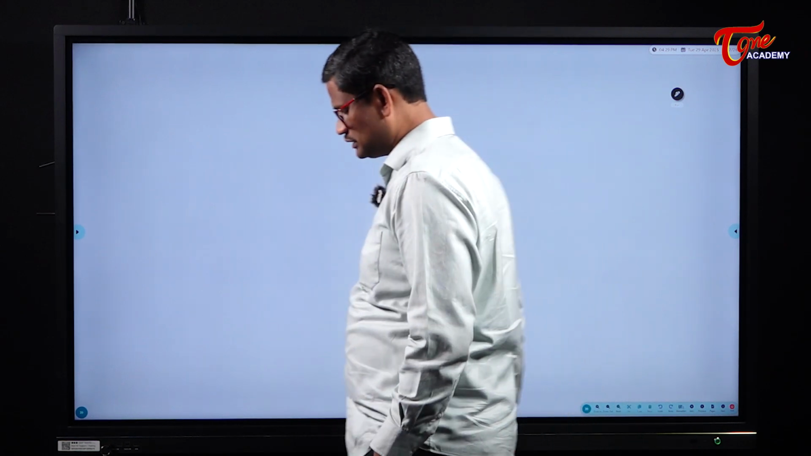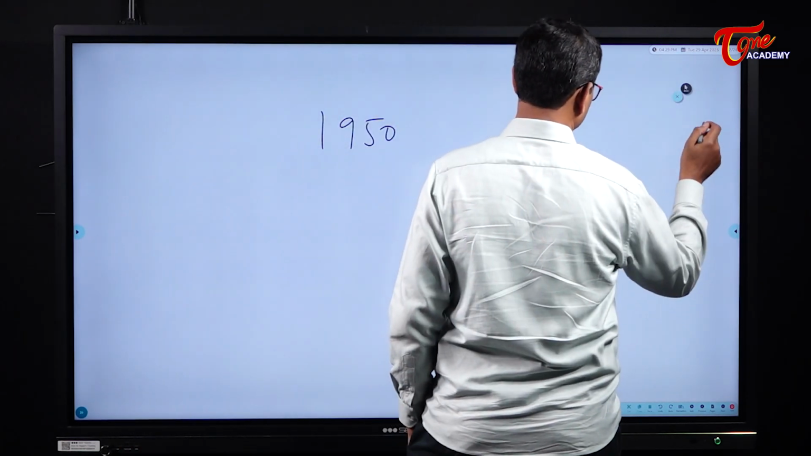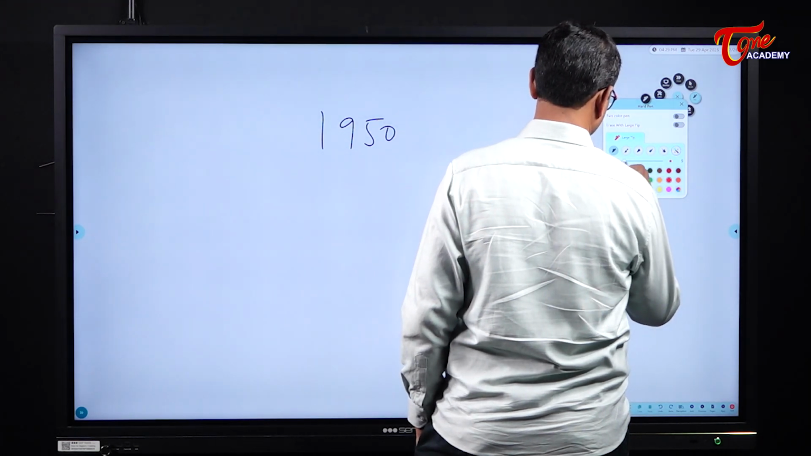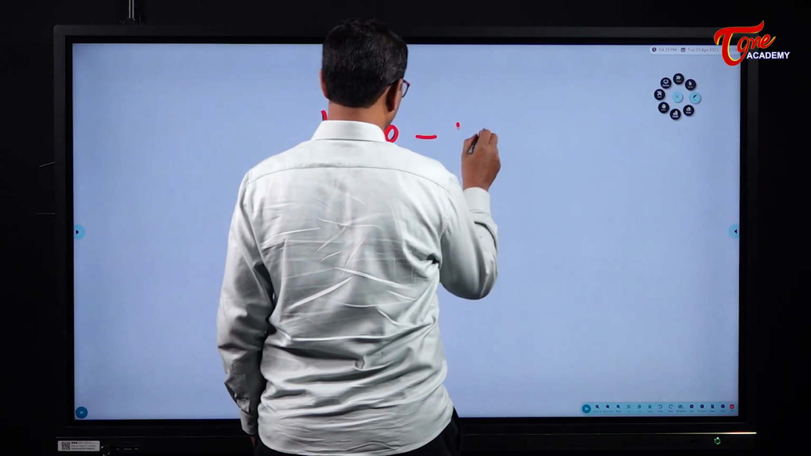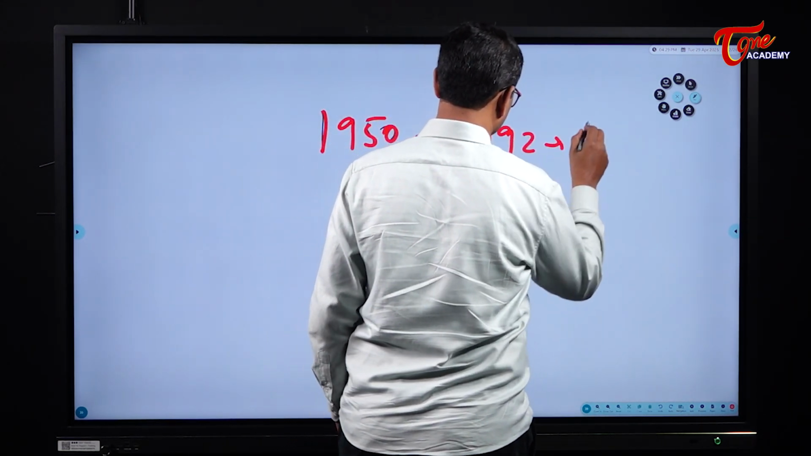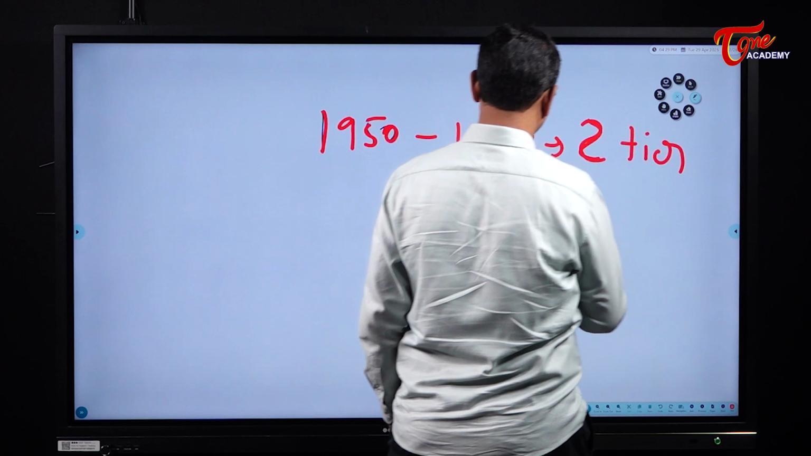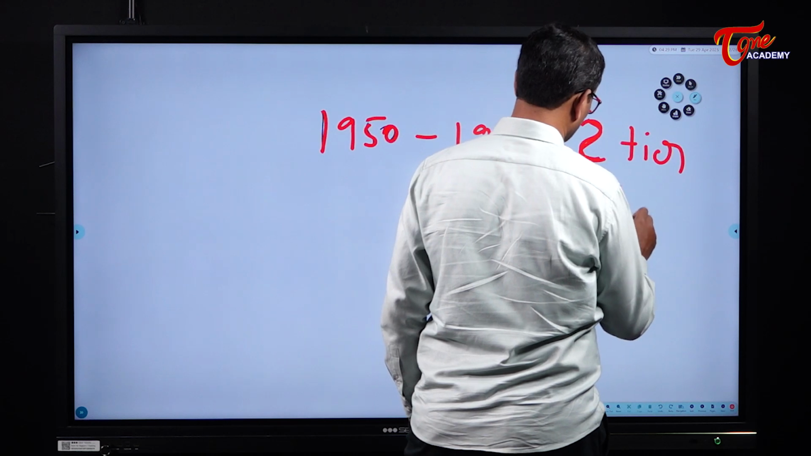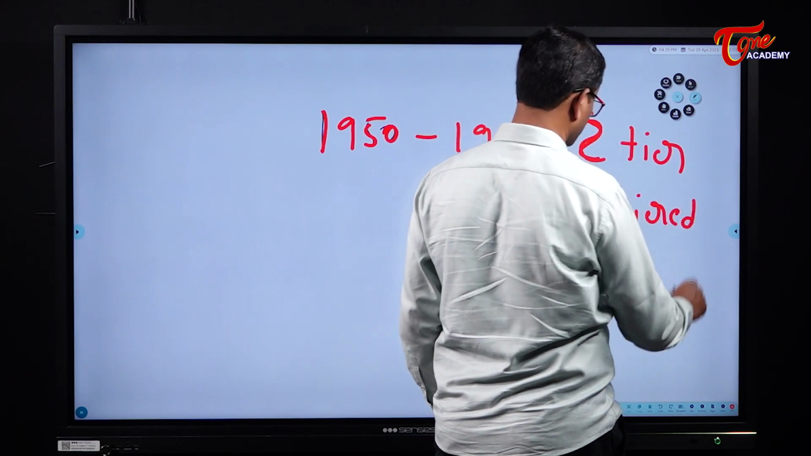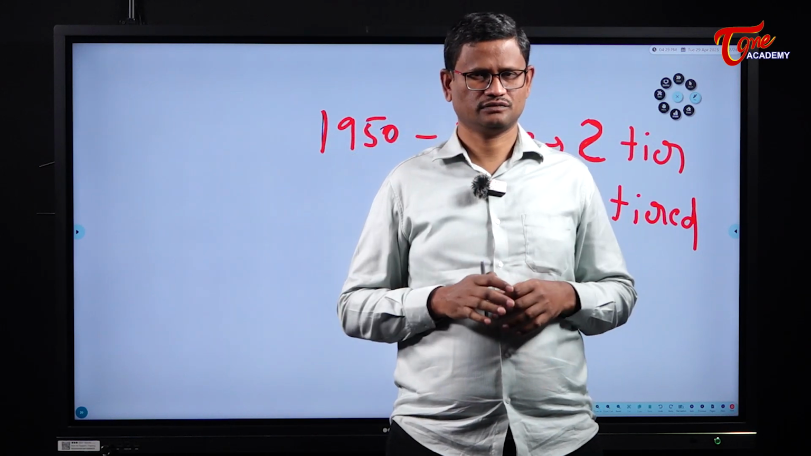So if you see the Constitution of India from 1950 to 1992, the Constitution of India was a two-tiered federation. But from 1992 onwards, India became a three-tiered federation. So what do you mean by two-tiered federation and what do you mean by three-tiered federation?